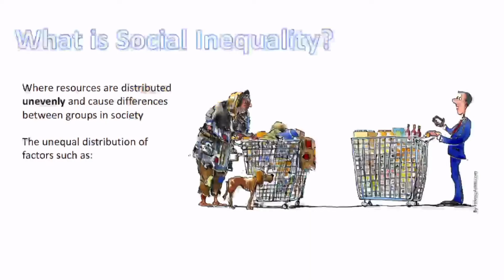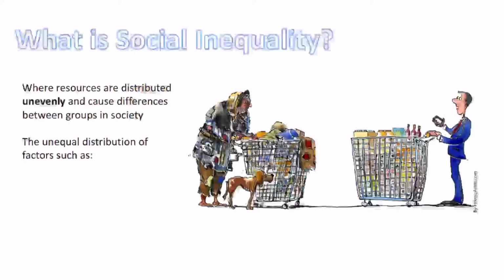The basic idea of social inequality is that resources are distributed unevenly, and this creates differences and factions between groups in society. We can see in our diagram here, the man on the right has a trolley full of supermarket goods, where the person on the left has access to nothing and is forced to scrap around for rags and whatever they can get their hands on.